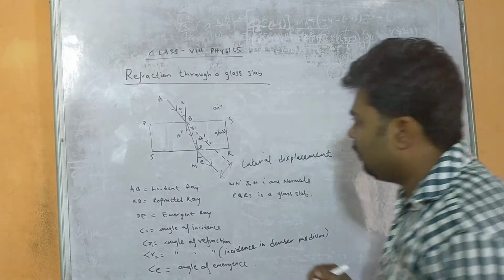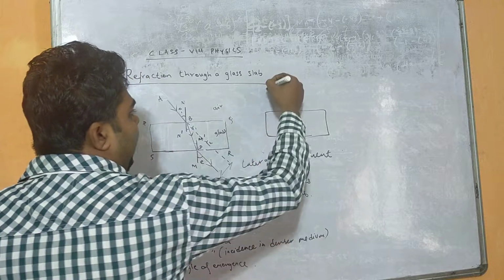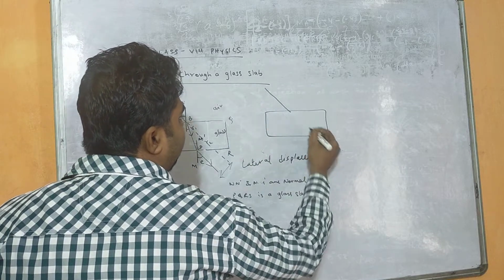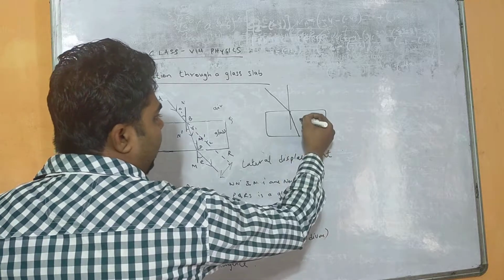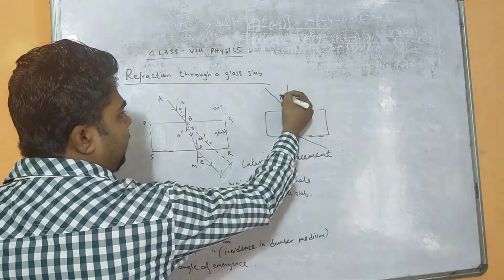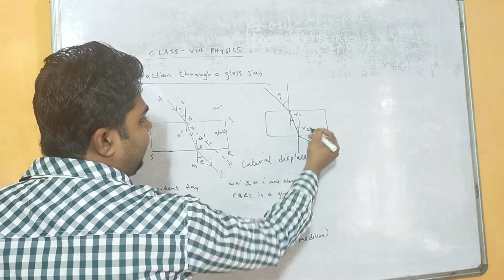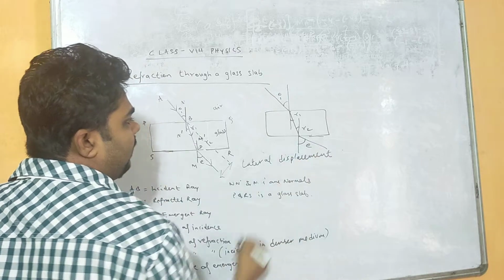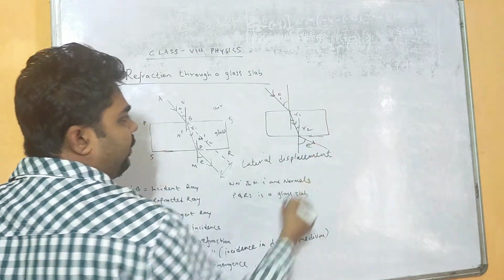Okay, you see once more: this is the glass slab and this is the incident ray, and a normal is drawn. It will bend towards the normal. Again, if you draw a normal, it will bend away from the normal. This is the angle of incidence, this the angle of refraction, this the angle of incidence in the denser medium, and this is the angle of emergence. So this is the path the light follows.